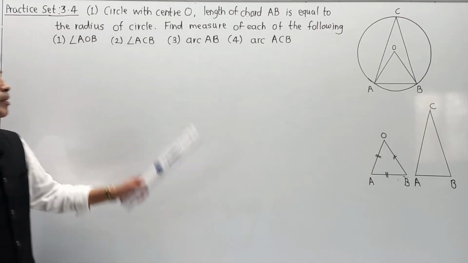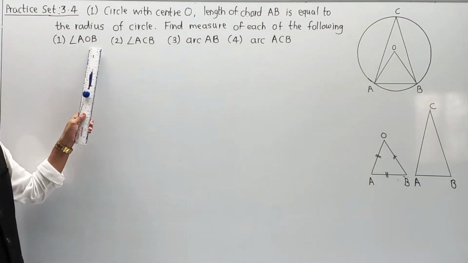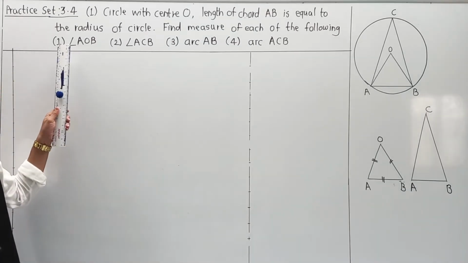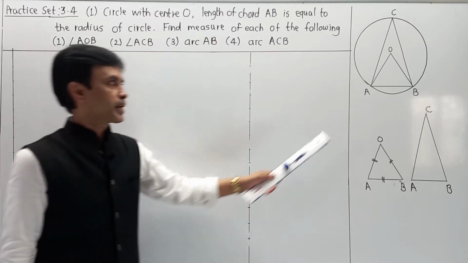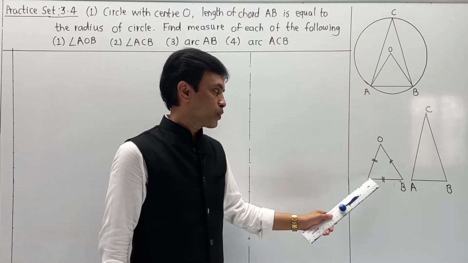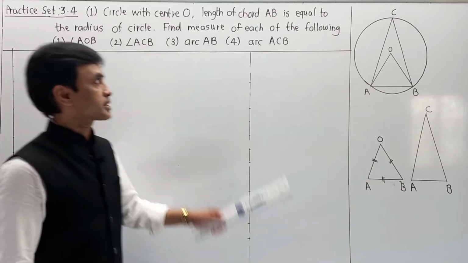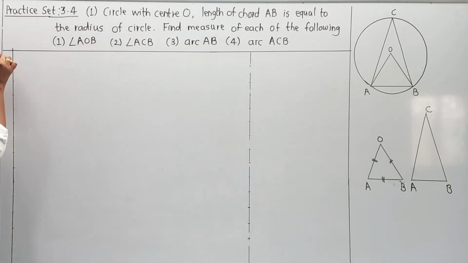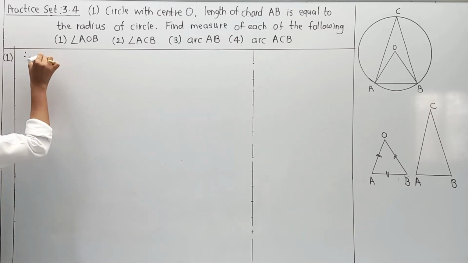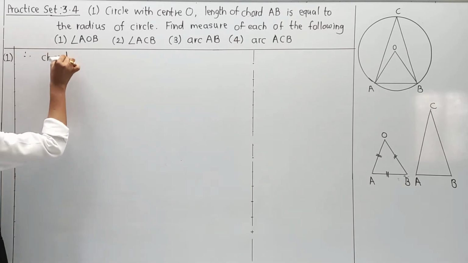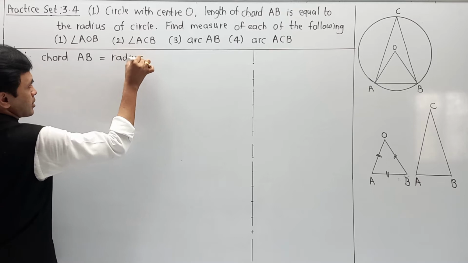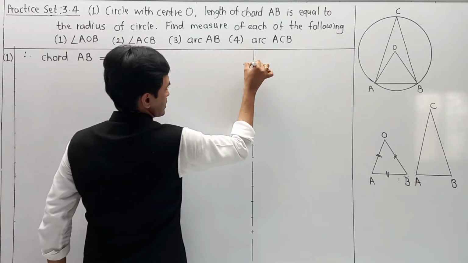Now coming to the parts one by one over here. Find the value of angle AOB, starting with that part. First of all we have to find angle AOB. As per the condition, chord AB is equal to radius. They have given this, so I am going to write it as given.